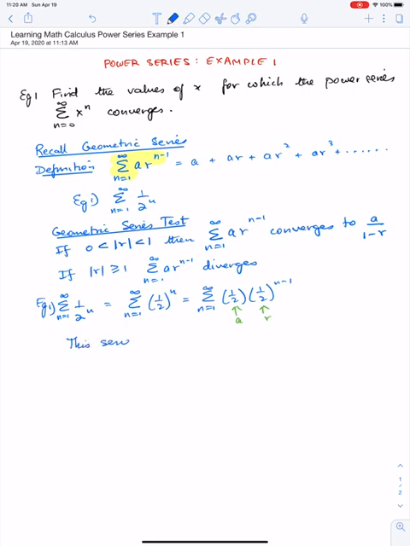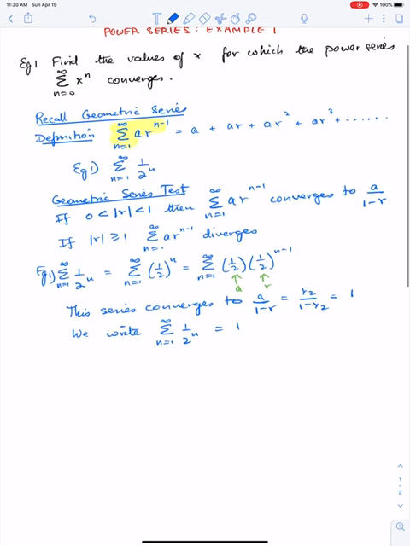This series converges, and in fact it converges to a over 1 minus r, so that's half over 1 minus half, and that is equal to 1. And we write summation n equals 1 to infinity 1 over 2 to the n equals 1. That's a really interesting thing if you think about it, and we talked extensively about this idea that you're summing up an infinite number of things and then you're getting the number 1. That's a really cool thing.